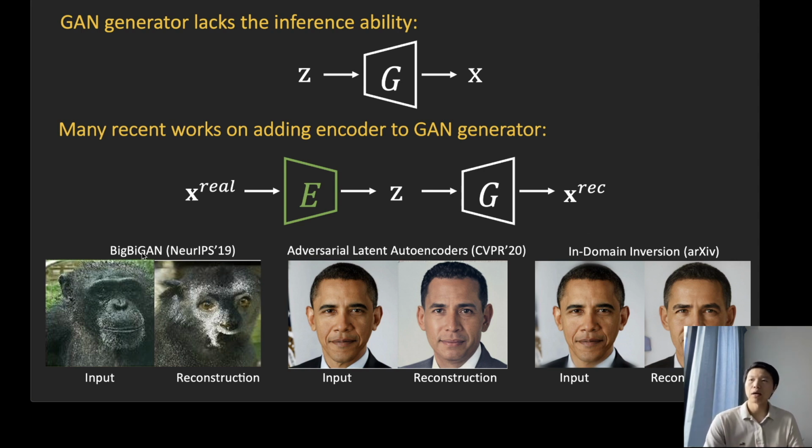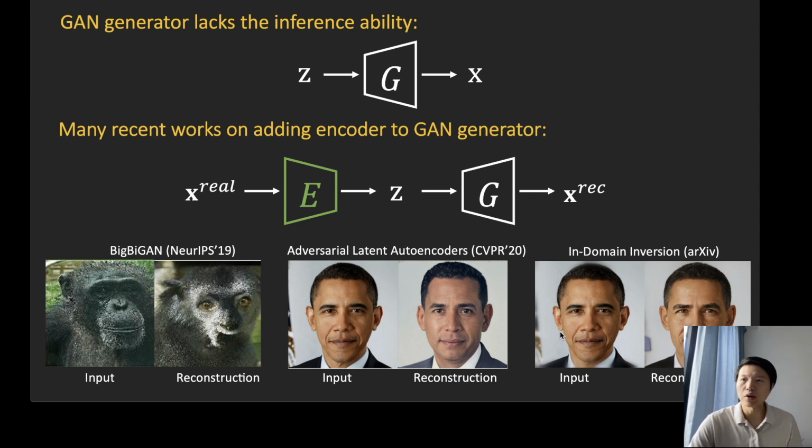They propose some encoder to the GAN, the BigGAN model. Also this ALAE work, Adversarial Latent Autoencoder, published at CVPR this year. They also introduce an encoder to the generator. Also, we have some recent work in domain inversion, which also proposes an encoder to generate the latent codes.